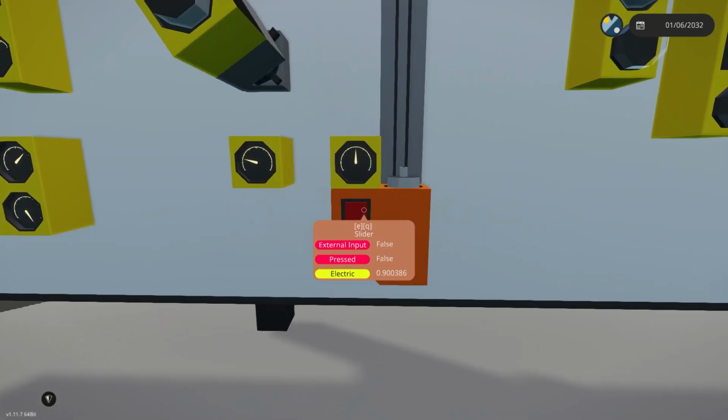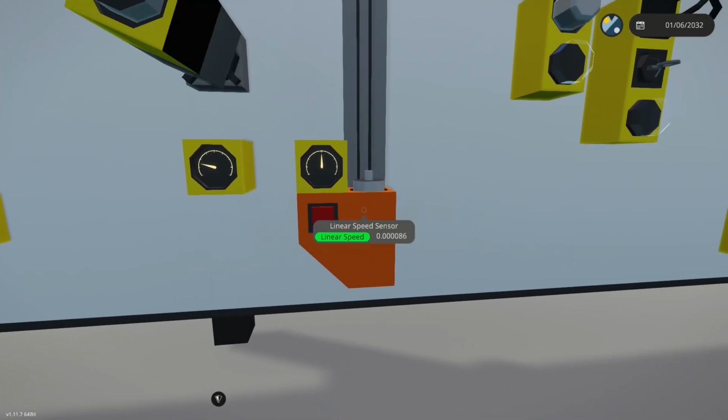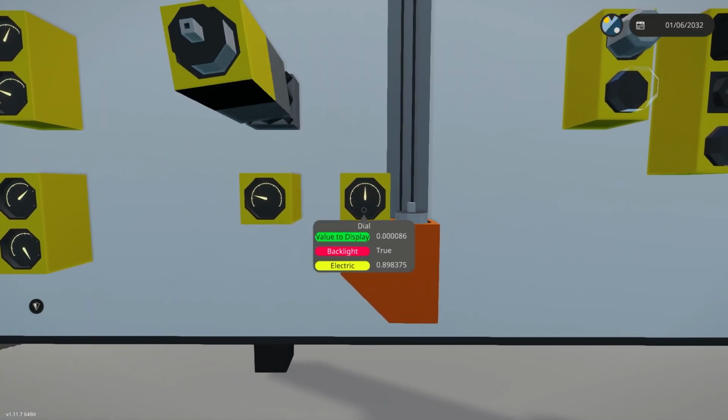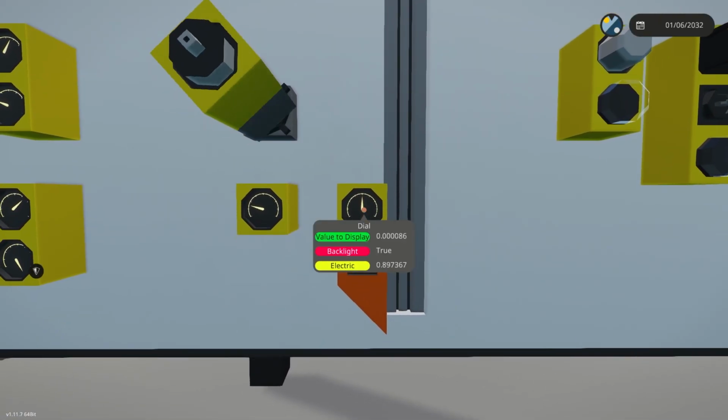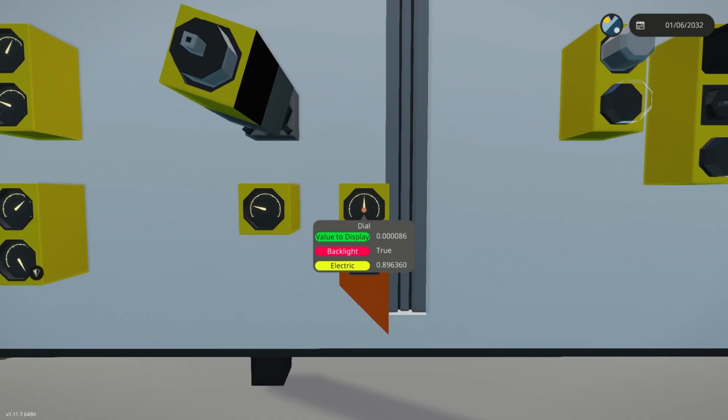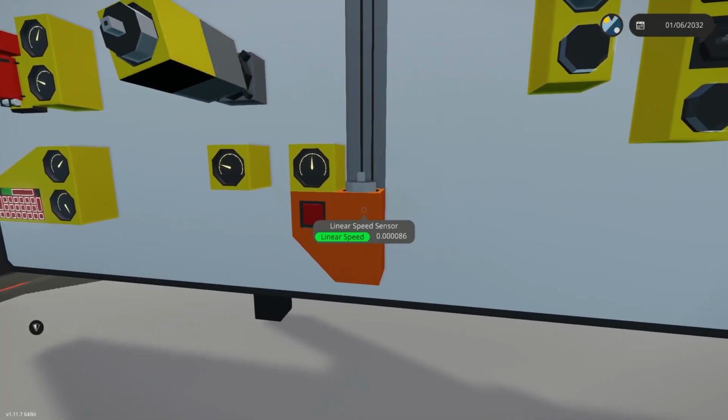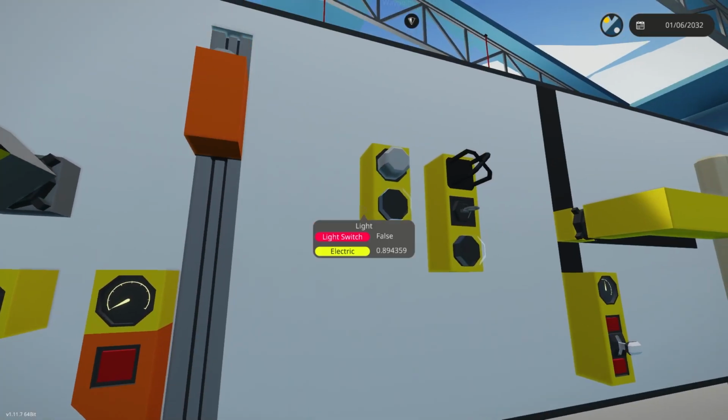The next thing we're going to look at is a speed sensor. It's as simple as you think it is. It just measures the speed in meters per second. So if we click this button, you can see that's how fast that's moving, 5 meters per second.